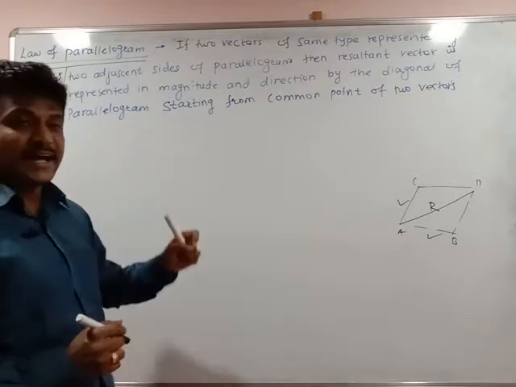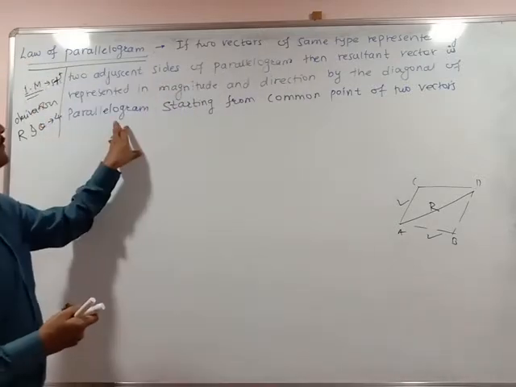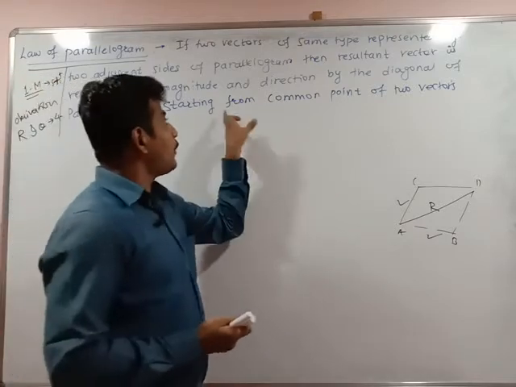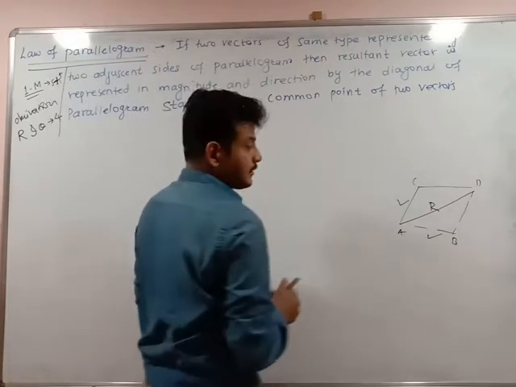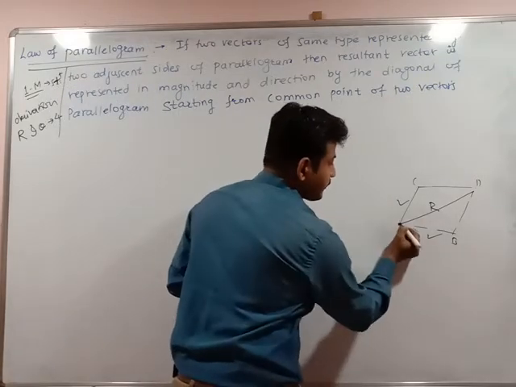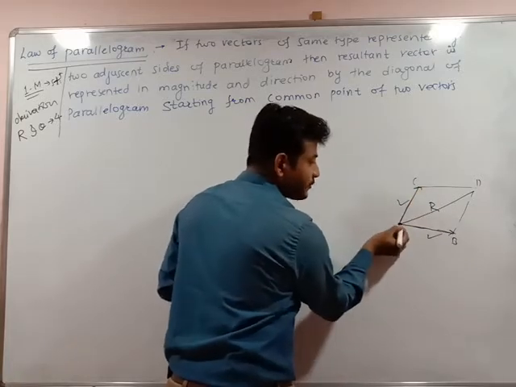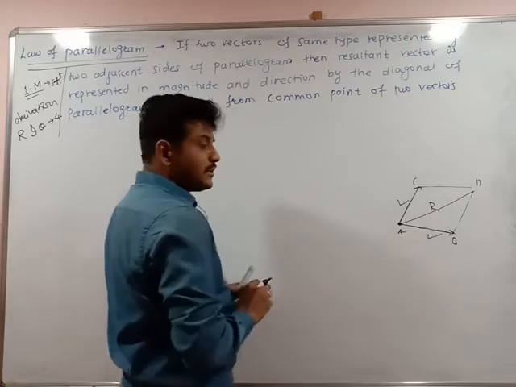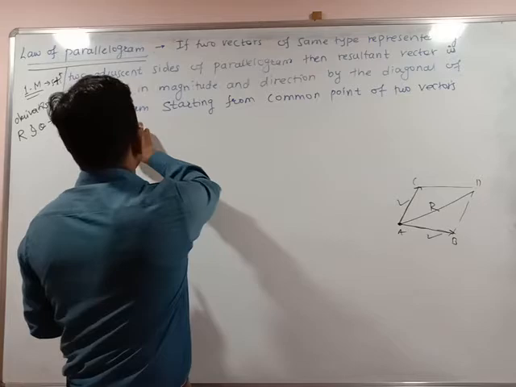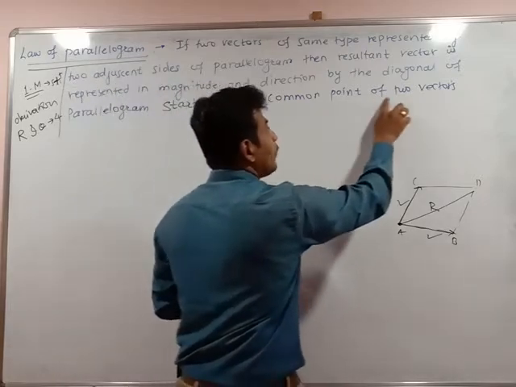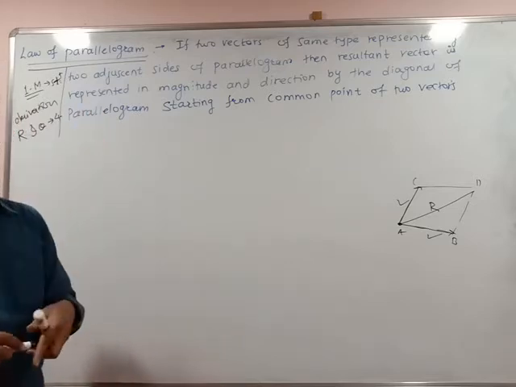But from where should that resultant vector start? It should start from the common point of the two vectors. One vector starts from this position, the second vector starts from this position, and these two vectors start from this point. At the same time, the resultant vector should start from the common point of the two vectors. So this is the law of parallelogram.